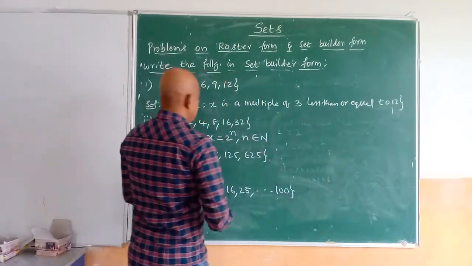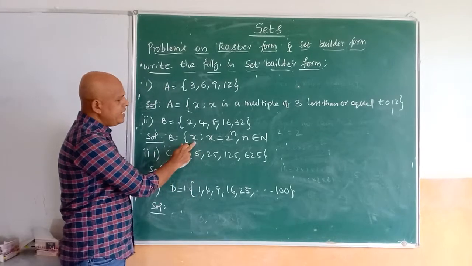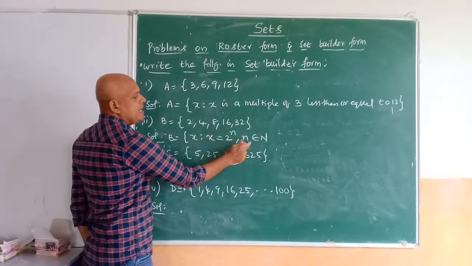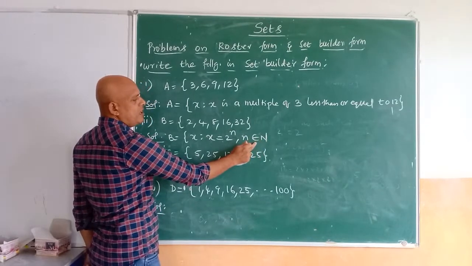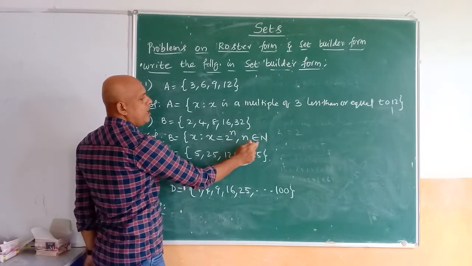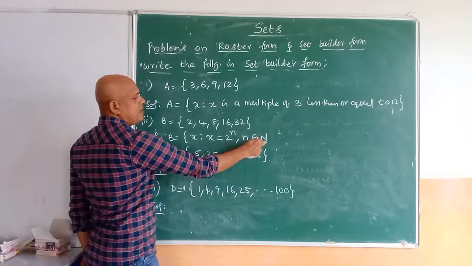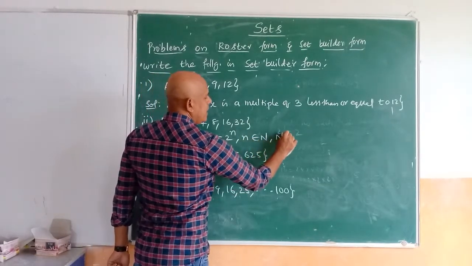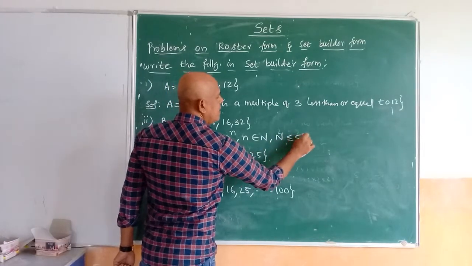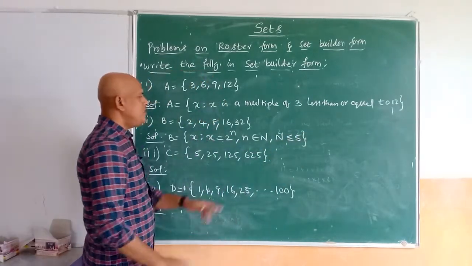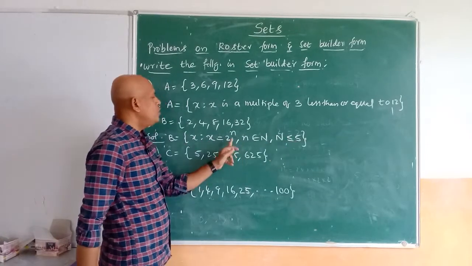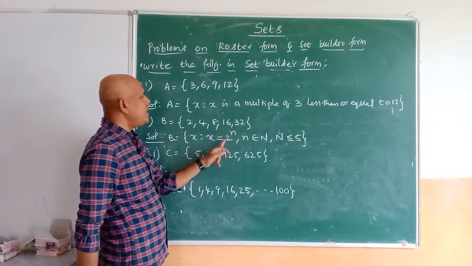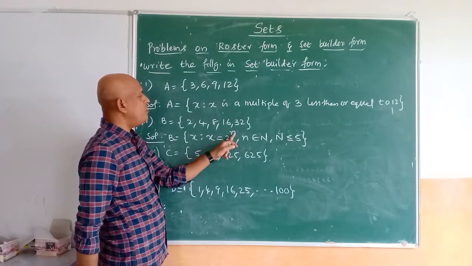So here x such that x is equal to 2 power n, where n belongs to, this is a Greek symbol, capital N. Capital N is nothing but natural numbers, where natural numbers are less than or equal to 5. Because if we substitute natural numbers up to 5, 2 power 1 is 2, 2 power 2 is 4, 2 power 3 is 8, 2 power 4 is 16, 2 power 5 is 32.